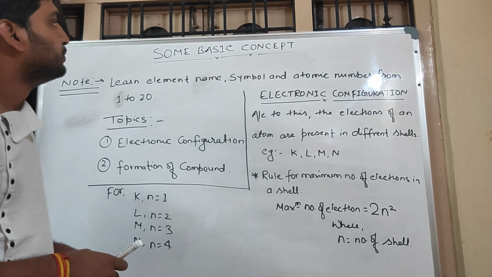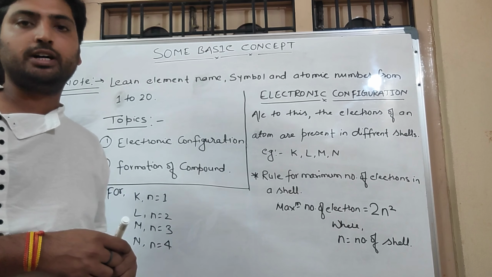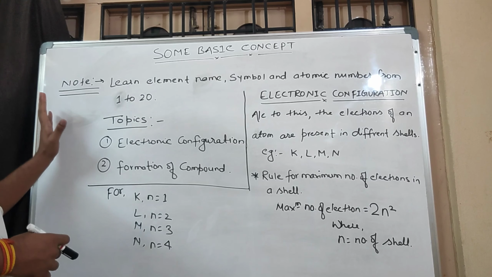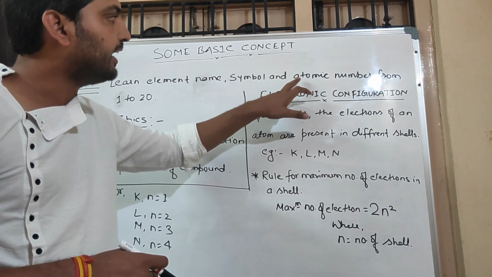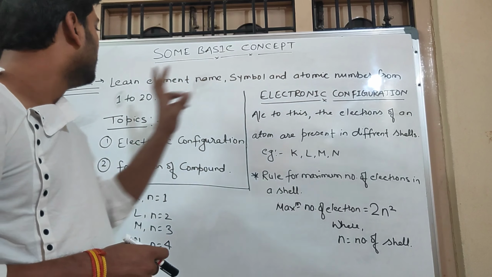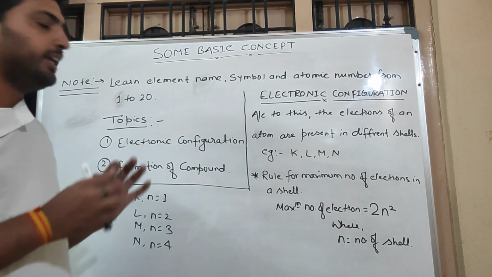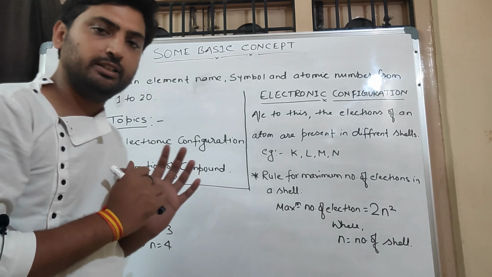Okay. So before starting the syllabus, we will learn some basic concepts which are required for your class 10th chemistry. First thing is to learn element names, symbols and atomic numbers from 1 to 20. At least you have to remember 20 elements' names, symbols and atomic numbers.